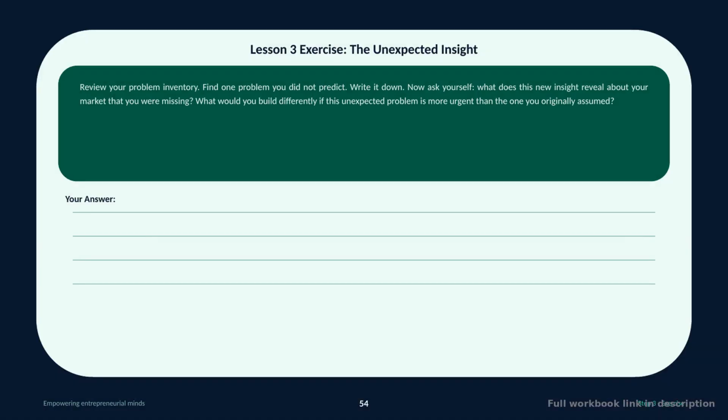For this exercise, review your problem inventory and find one problem you did not predict. Write it down. Now ask yourself, what does this new insight reveal about your market that you were missing? What would you build differently if this unexpected problem is more urgent than the one you originally assumed?